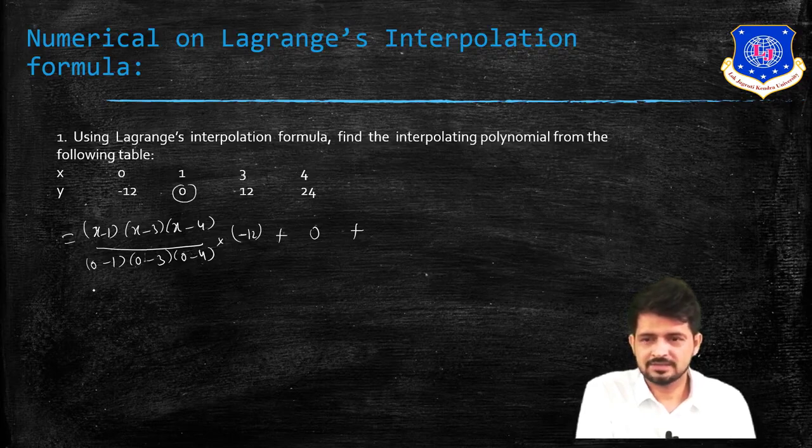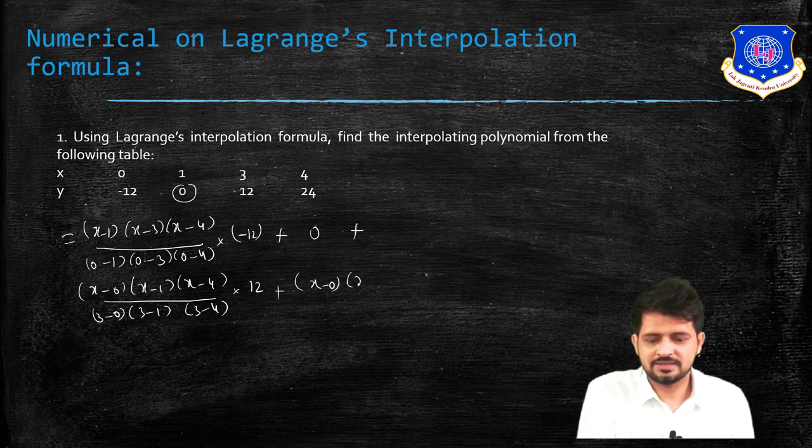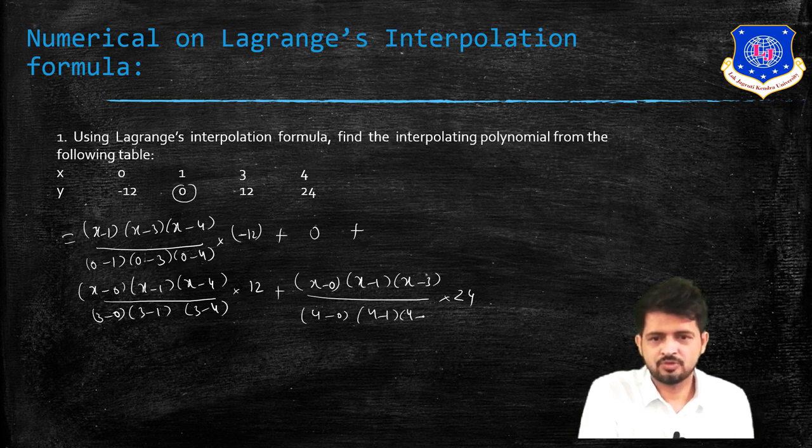What will be our next term? x minus 0, x minus 1, x minus 4, here it will be 12. So I can write here 3 minus 0, 3 minus 1, 3 minus 4, plus x minus 0, x minus 1, x minus 3. I am just placing all of those values in the given formula. Here it will be 24 divided by 4 minus 0, 4 minus 1, 4 minus 3.